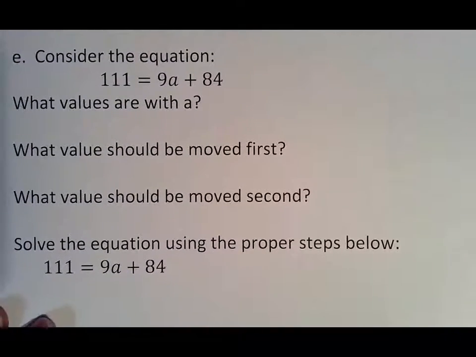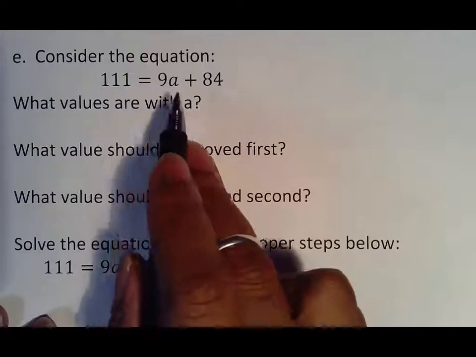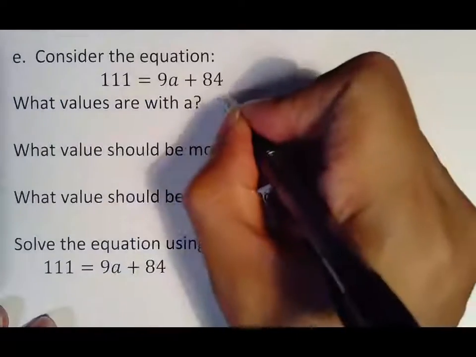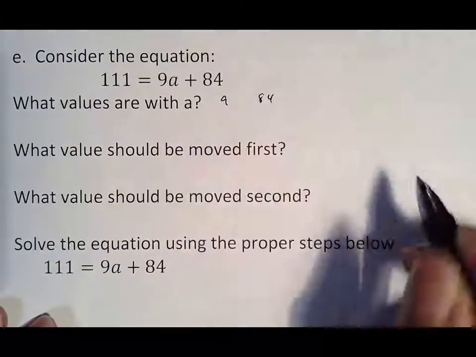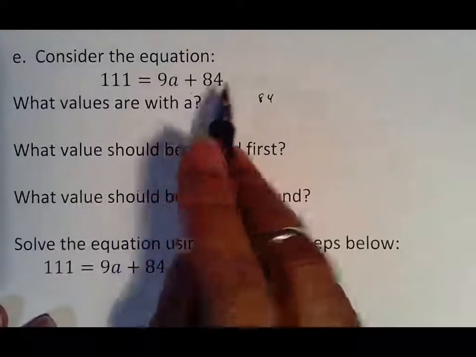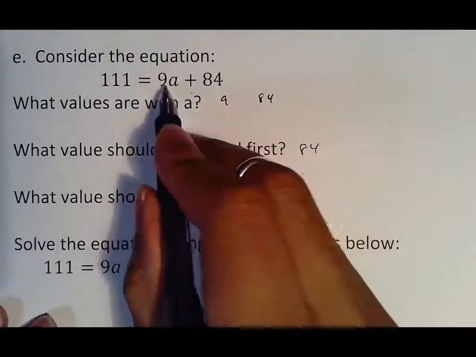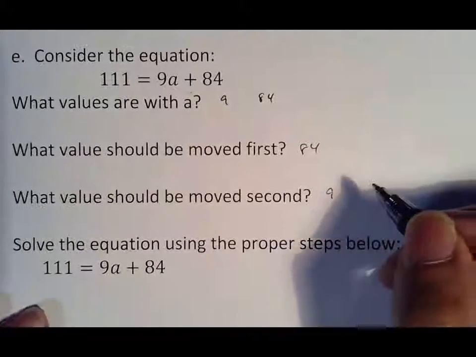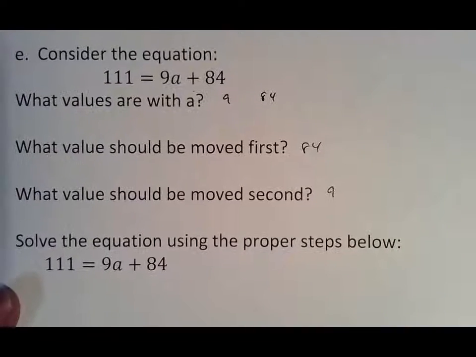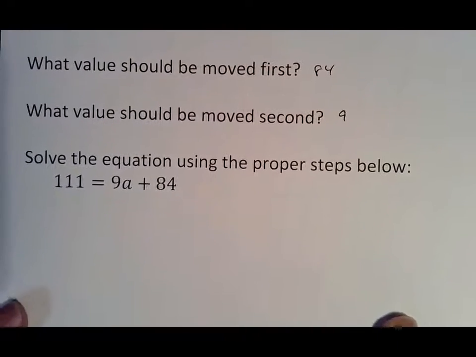Again, another one. We got 2 more of these to look at real quick. What values are with a would be 9 and 84. They're both on the right side. So what should go first? Again, just make sure you're learning the added number should go first, the multiplied number should go second. Yes, it's very repetitive, but that's because I'm trying to build your muscle memory. Once you get your muscle memory, you don't even have to think about it anymore.